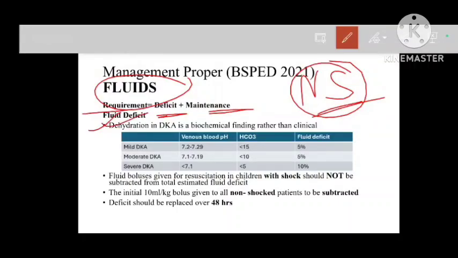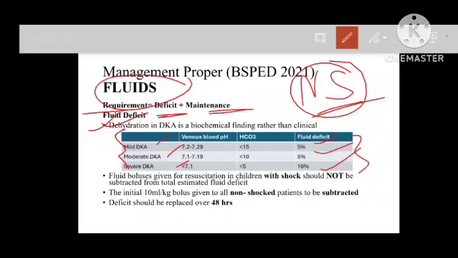As per BISPED guidelines, I have already said what is mild DKA, what is moderate DKA, and what is severe DKA. In case of mild DKA, we have to consider fluid deficit as 5%. For moderate, it is also 5%, and in case of severe DKA, it is 10%.